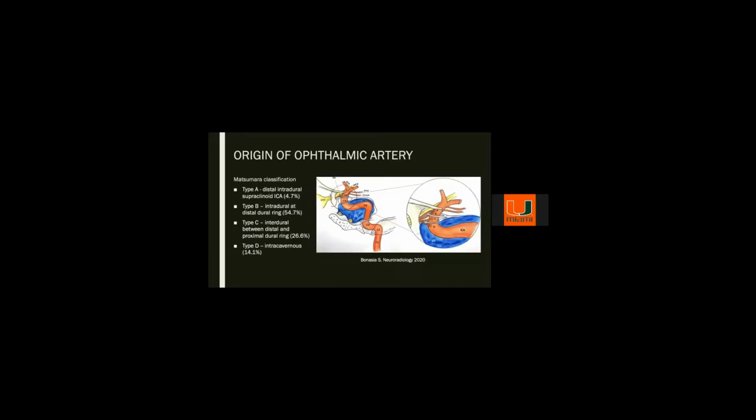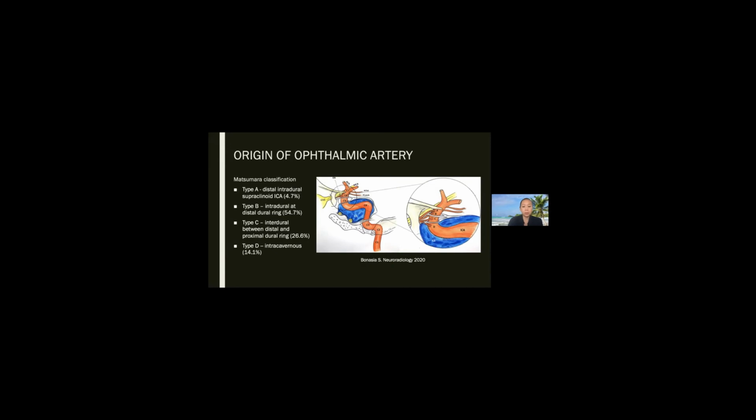Yes, we are. Okay. So there's the distal origin, which is distal to the distal dural ring, and then the type B, which he describes as intradural, pretty much at the distal dural ring, which they found was the most common when they did cadaveric dissections. Type C, which is interdural between the proximal and distal dural ring, and then type D, which is intracavernous, meaning proximal to the proximal dural ring.